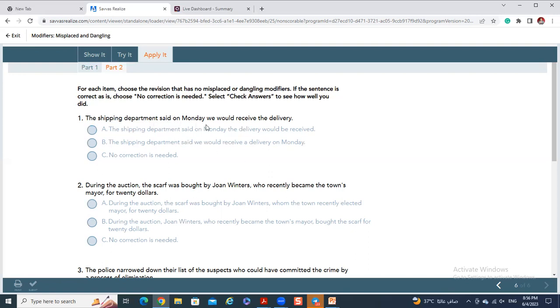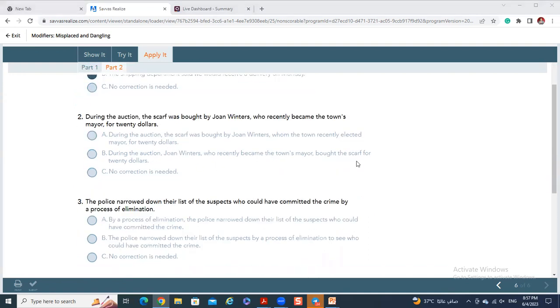Shipping department said on Monday we would receive the delivery. Is it right? Or are you going to choose any version from A or B? B. Okay, that's fine. Again, Streamer Adam. During the auction, the scarf was bought by John Winters, who recently became the town's mayor, for $20. I think the problem is for $20. B.